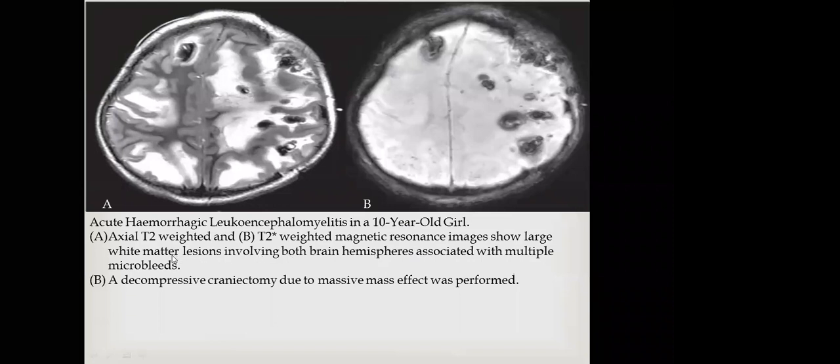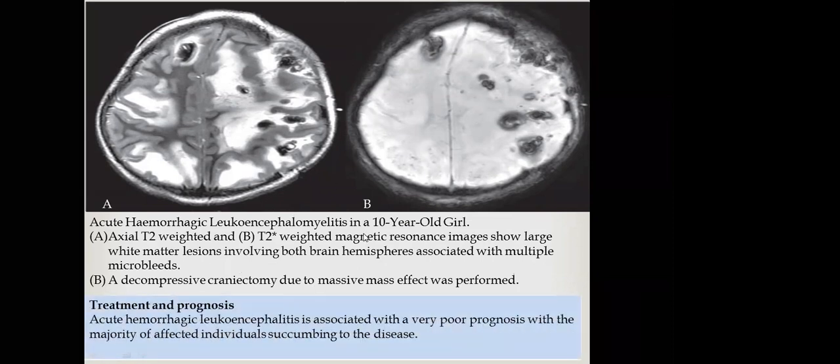Images show large white matter lesions involving both brain hemispheres, associated with multiple microbleeds. There is evidence of increased intracranial pressure and severe brain edema, which led to craniotomy for decompression. Craniotomy is seen in these cases. It has a poor prognosis, with the majority of affected individuals succumbing to the disease.